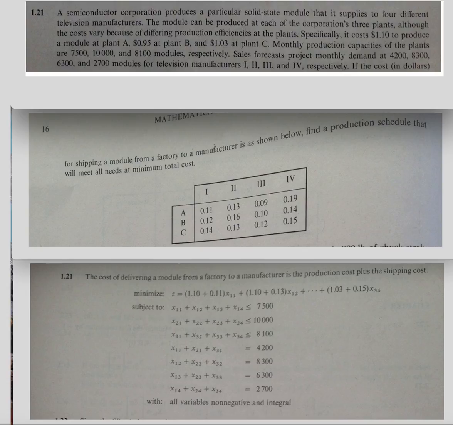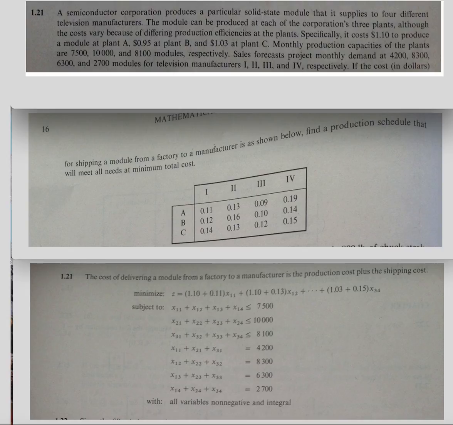Reading the problem, we have Semiconductor Corporation produces a particular solid-state module that it supplies to 4 different television manufacturers. The module can be produced at each of the operation's 3 plants, A, B, and C, although the costs vary because of differing production efficiencies in the plants. That's why the table is there. Specifically, it costs $1.10 to produce a module at plant A, 0.95 or 95 cents at plant B, and $1.03 to produce a single module at plant C.